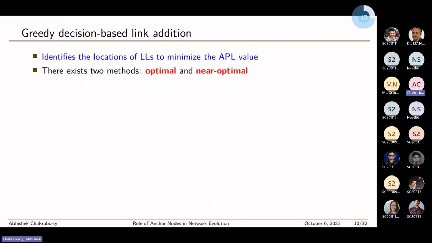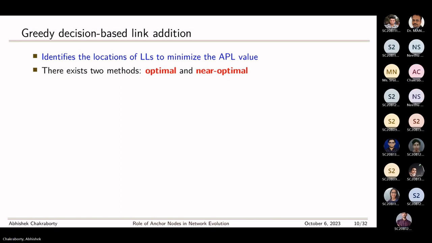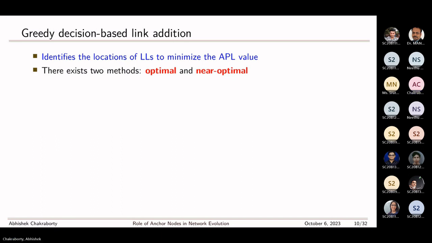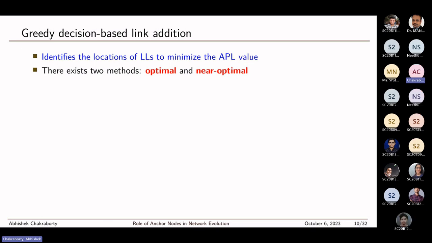But whereas when we will be using this greedy decision based link addition, we can add an LL or maybe KLLs based on greedily optimizing the average path length value. So the greediness is involved in optimizing the average path length of a network when we are adding a link.